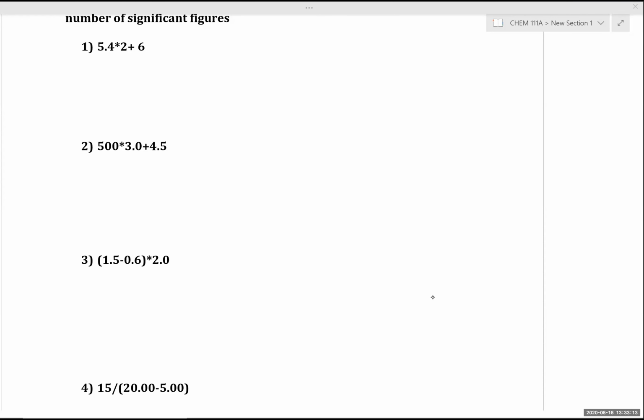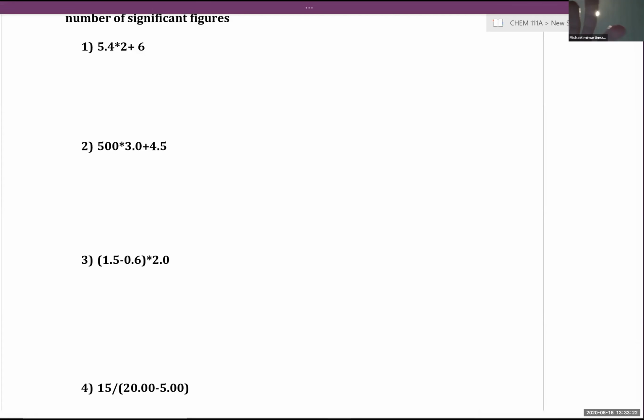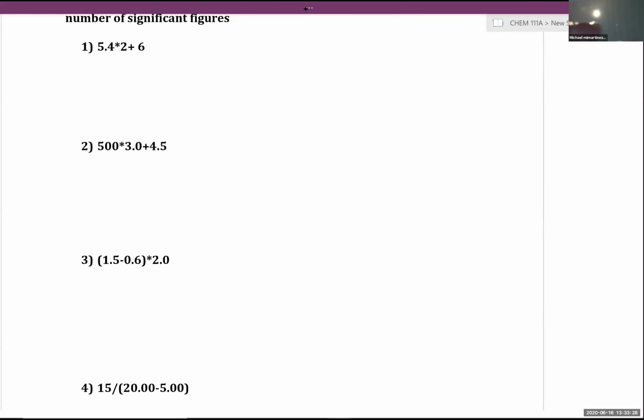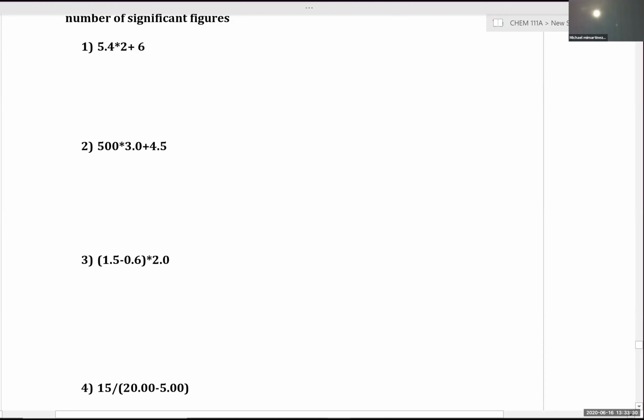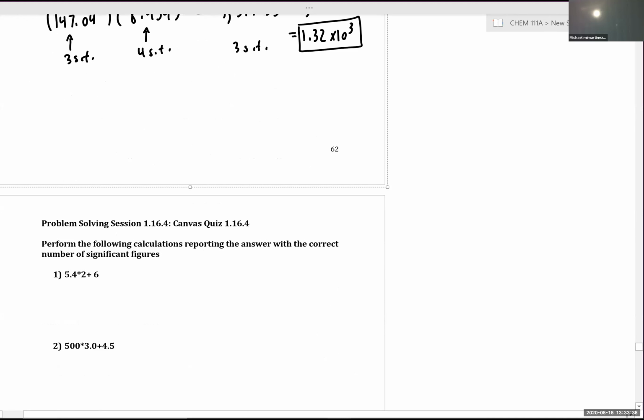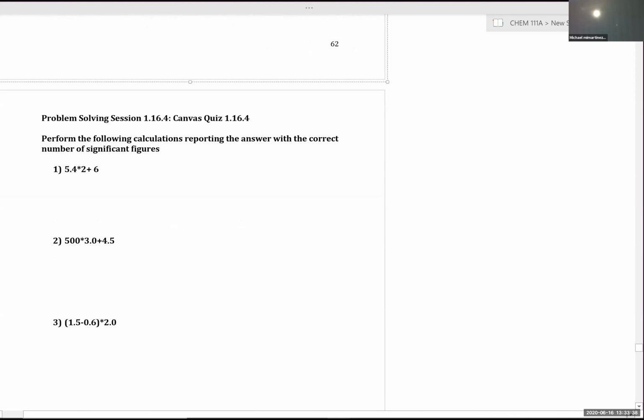Sorry, which quiz is this? This is, one moment. This is 1.16-4. Let me pan up. Sometimes OneNote is a little bit slow. Okay.